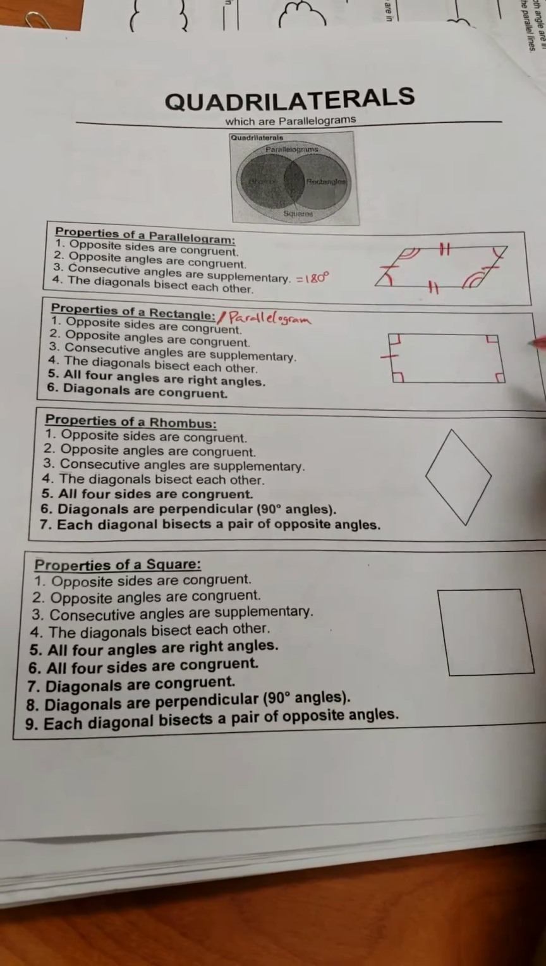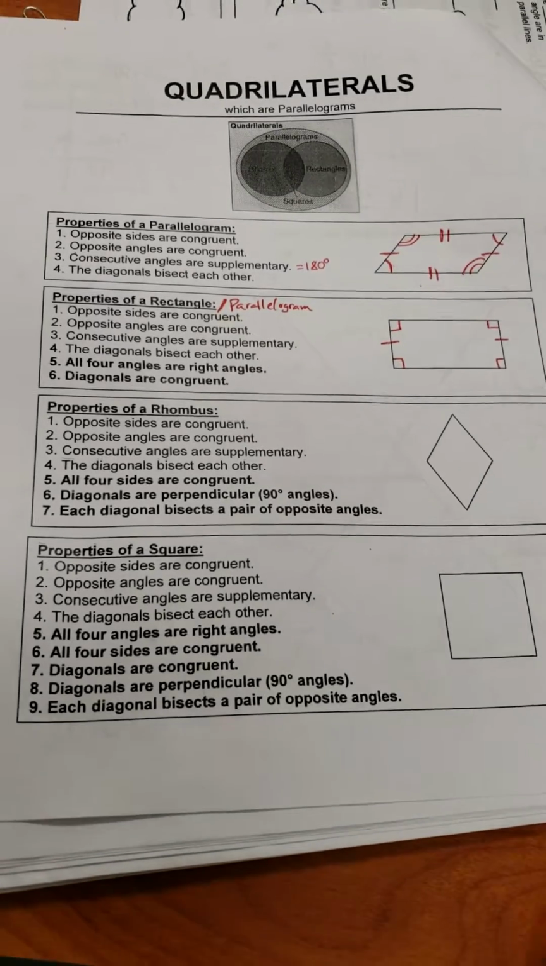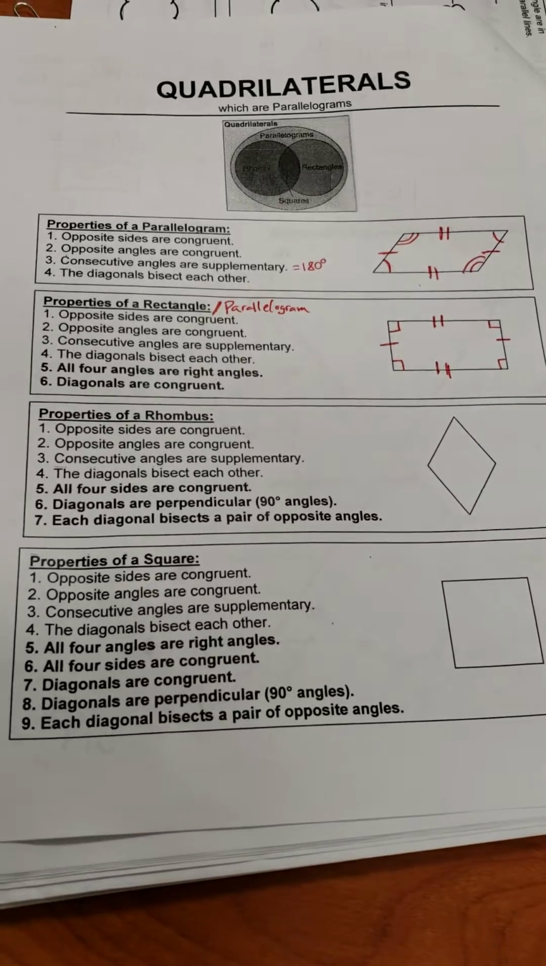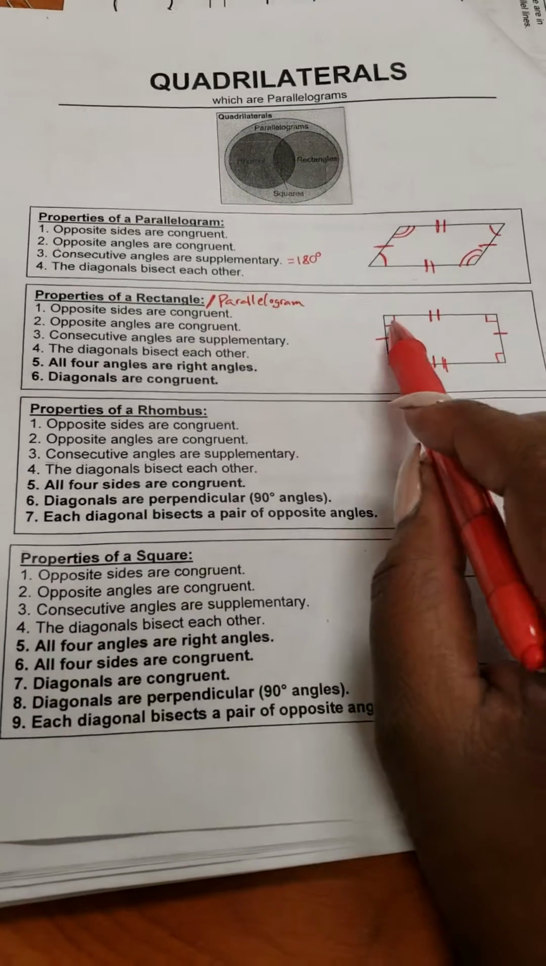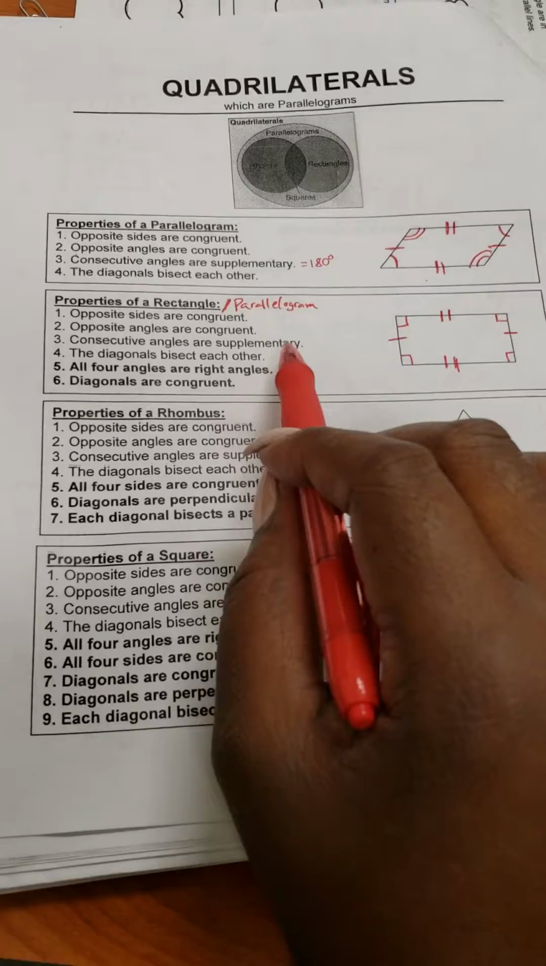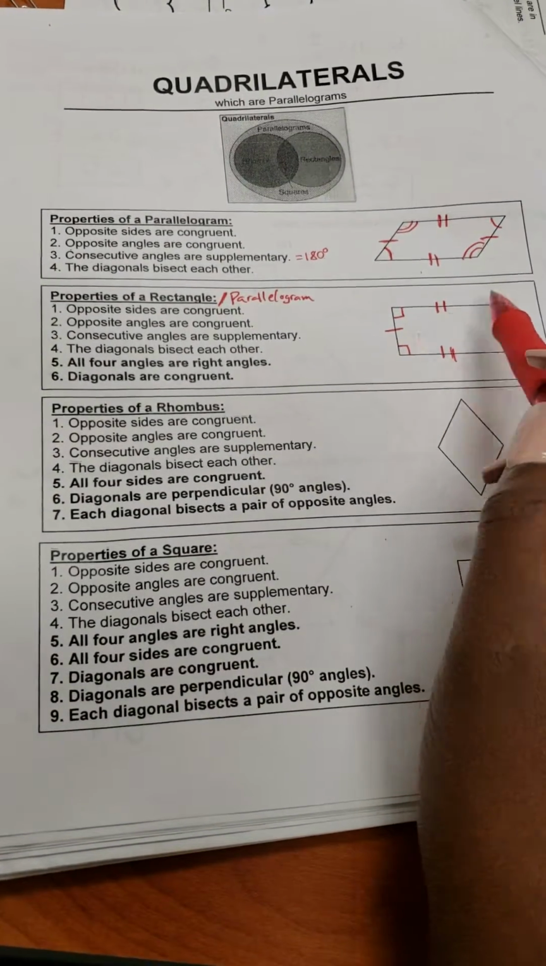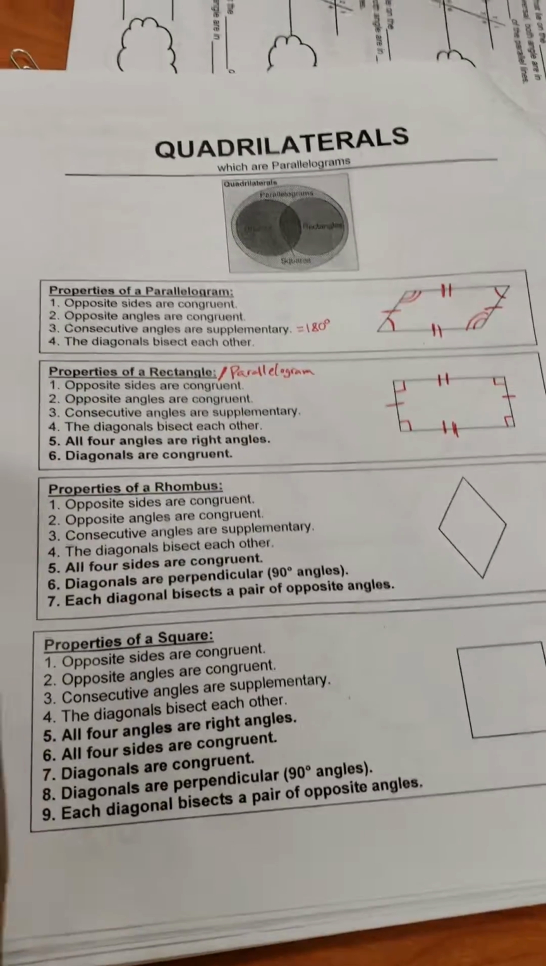We still have opposite sides that are equal. Okay. The consecutive angles are supplementary, so that means they equal 180. The diagonals bisect each other and they're congruent. Maybe I do want to drop the diagonals in there.